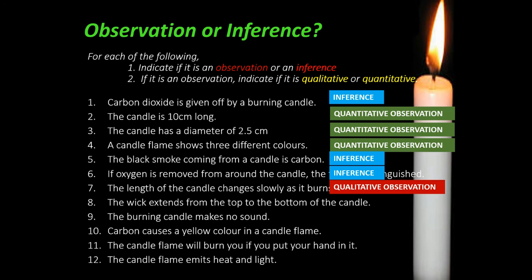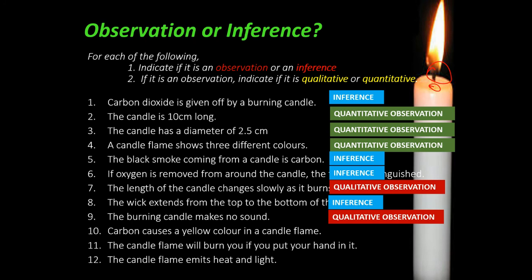The wick extends from the top to the bottom of the candle. So here's the wick, and what we're basically saying is that it goes all the way from the top all the way down to the other end. And we're not directly seeing that right now either. We'd have to cut it open to take a look if that was true. So right now we're just inferring. The burning candle makes no sound, so we're using our hearing, and that would be an observation. It would be a qualitative observation because there's no number associated with it.